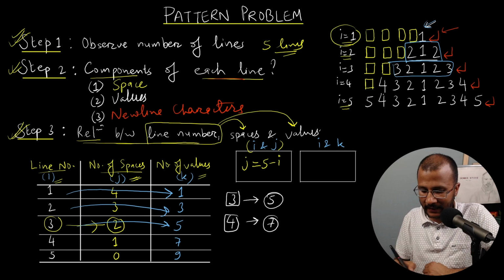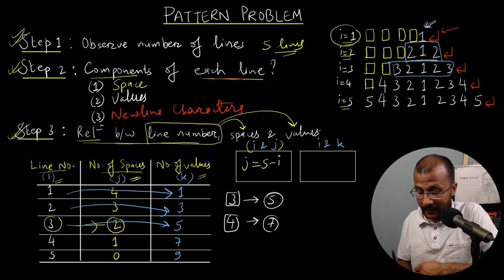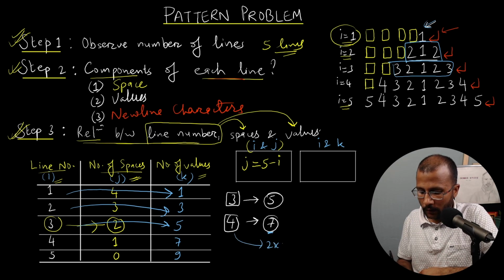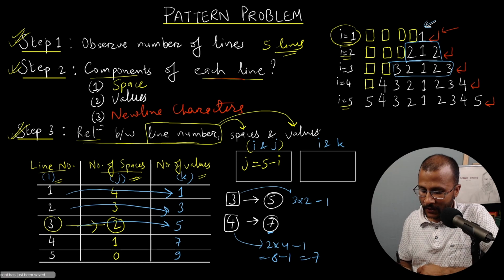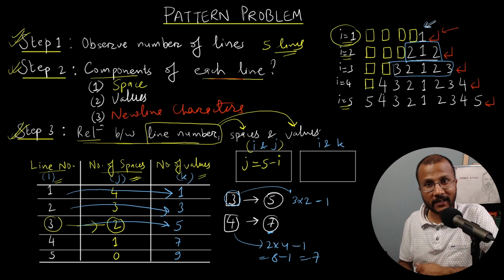Okay, so let's take this scenario. In line number 4, there are 7. So 7 is nothing but twice of 4 minus 1. That is 8 minus 1, which is equal to 7. Similarly, 5 is nothing but 3 times 2 minus 1. 6 minus 1 is 5. So if I have 3 as an input, how do I get 5 as the output? I write 2 times 3 minus 1.